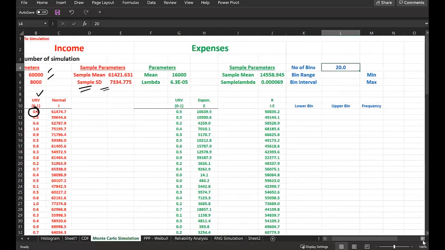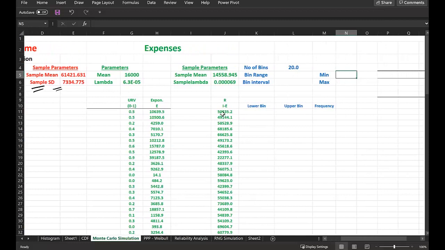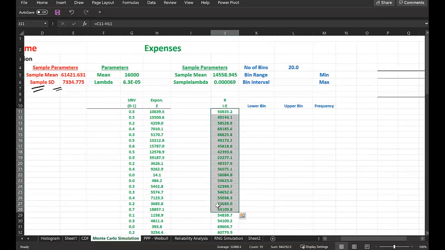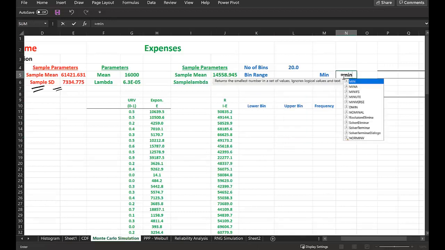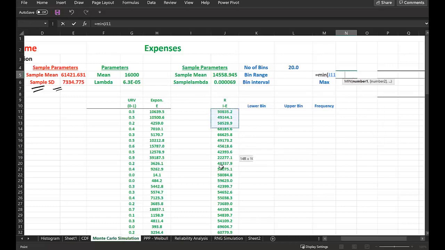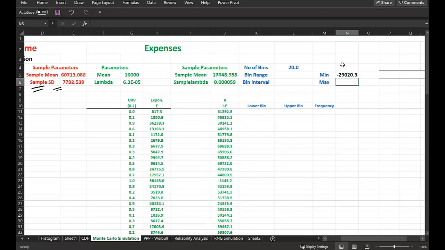Let's first find what is the minimum value in all this. So of all the simulated samples, what is the minimum value? So let's first find the minimum value. So the minimum of this, and this goes up to 110. So this is the minimum value. Similarly, we can find the maximum value. So this number, and this goes up to 110. So this gives me the minimum value, and this gives me the maximum value.